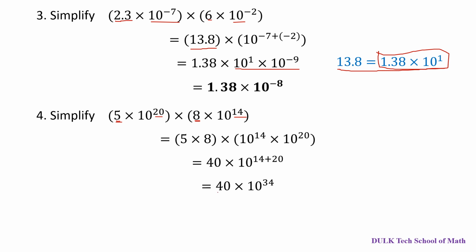This 40 is not in standard form, so let's express 40 in standard form. 40 in standard form is 4 times 10 to the power 1. Instead of writing 40, we're now writing 4 times 10 to the power 1. Now simplifying 10 to the power 1 times 10 to the power 34, we simply add the powers here. So the final answer is 4 times 10 to the power 35.